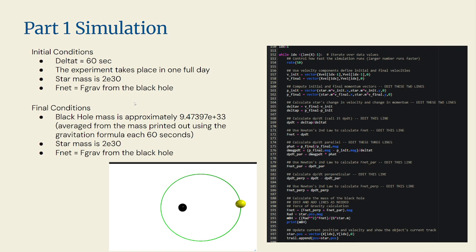From the final conditions of the simulation, the black hole mass is approximately 9.47e33, which is averaged out from the mass printed out using the gravitation formula each 60 seconds. The reason why I had to use the average will be covered later in the possible errors. The star mass is still constant, so 2e30, and the F-net is still the gravity force from the black hole. On the right, these are the calculations that I used to find the velocity, the perpendicular and parallel force, and everything for the star.